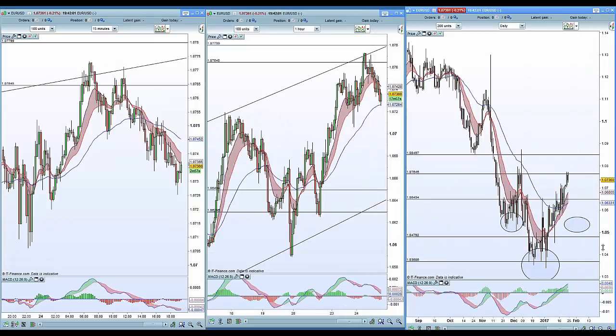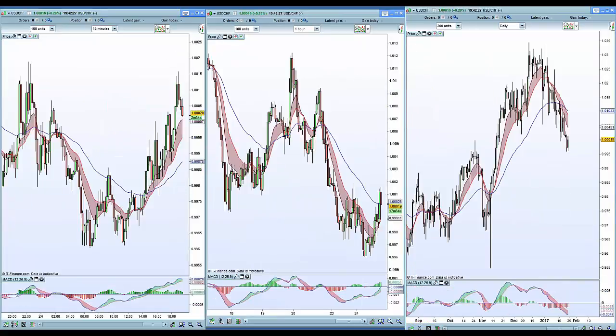Okay, so this is euro dollar. Yeah, gold I cover after all the FX. No problem, Jackson. Dollar Swiss. Okay, sure, dollar Swiss. Okay, let's go to dollar Swiss. All right.